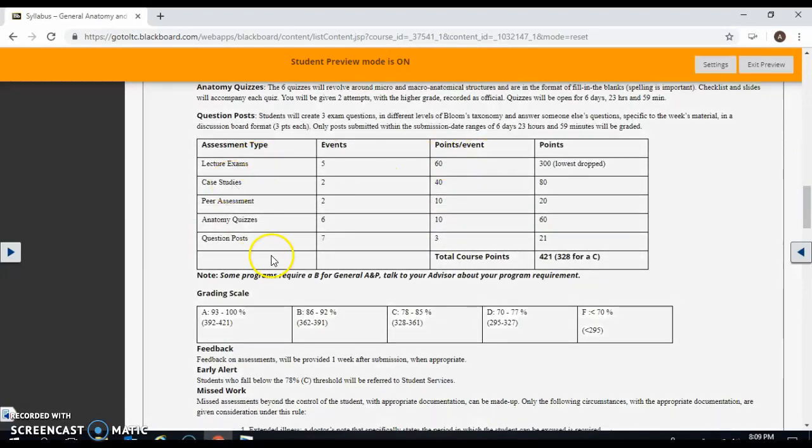So assessment types: you have lecture exams, you have case studies, you have peer assessments that accompany the case studies, anatomy quizzes, and question post. Question post, folks, is every week. Just to give you an FYI.